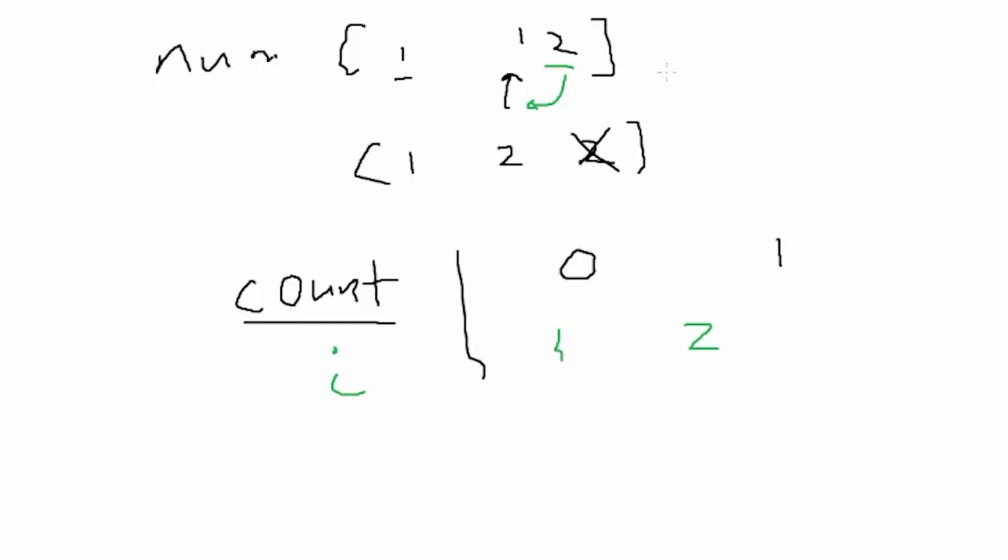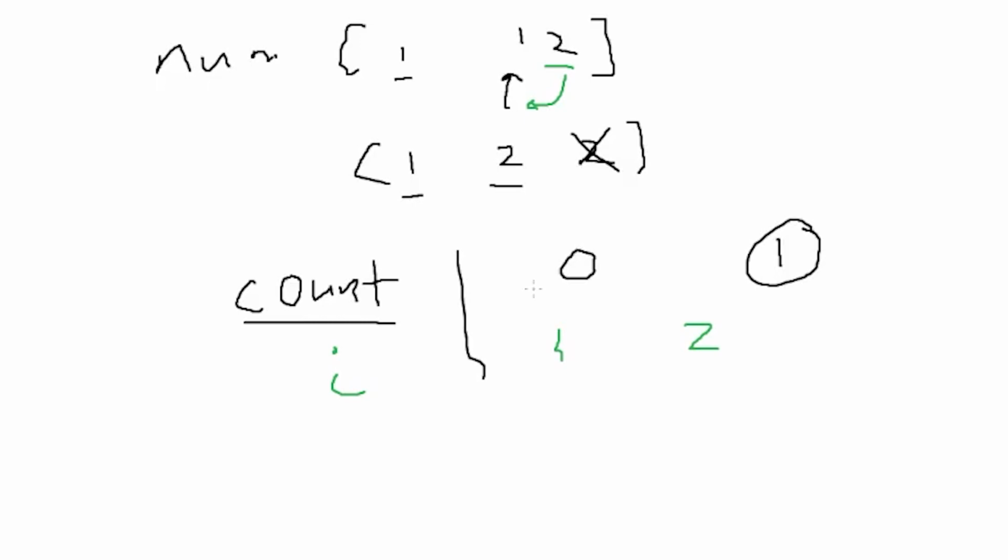And then because we've reached the end of the nums array, we exit the loop, and we would want to return count. But you can see that we have 2 unique elements, and our count is at 1. So what we'll do is just return count plus 1, and that should give us the number of unique elements in the list.